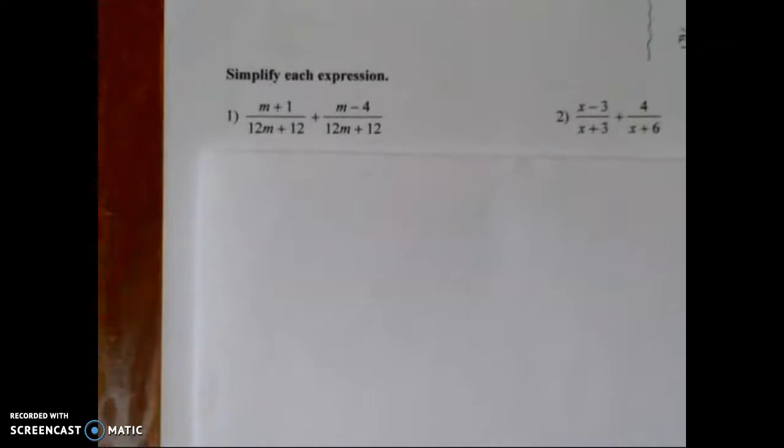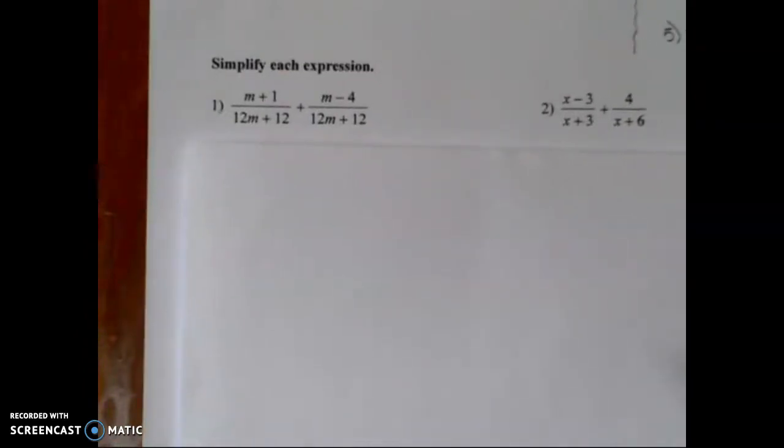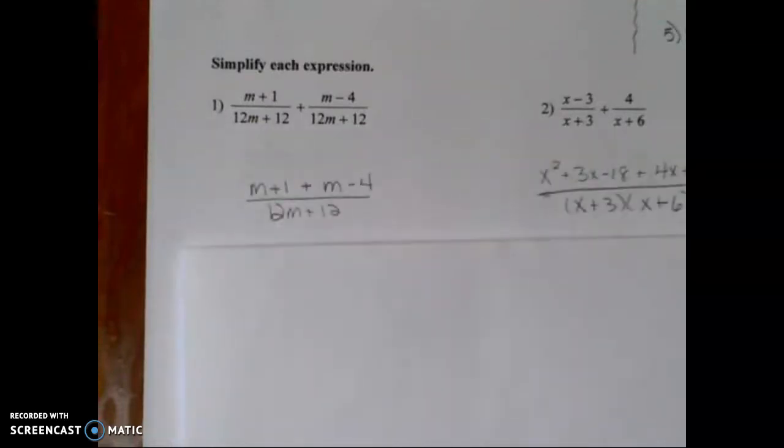And here's an example for you. Now, the good news is this has a common denominator, so we could put this right into one fraction. The denominator is 2m plus 12, and then you'll combine the numerators here.